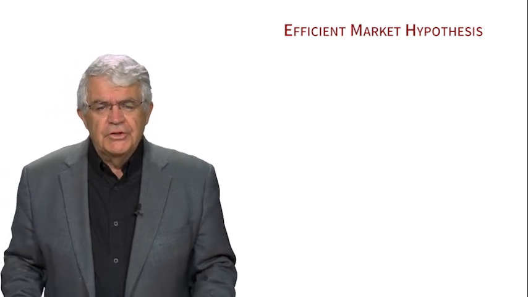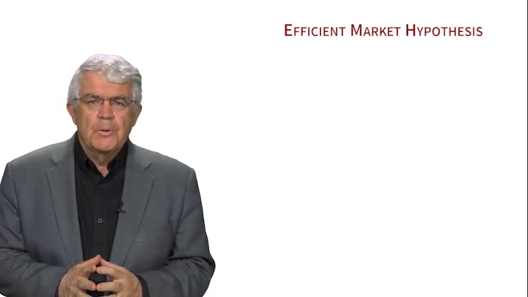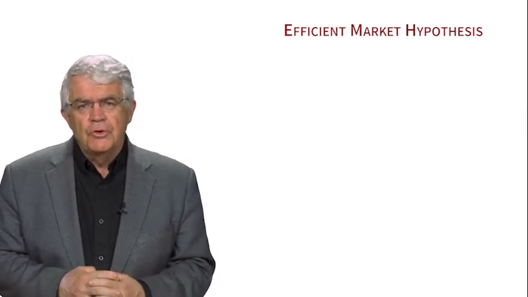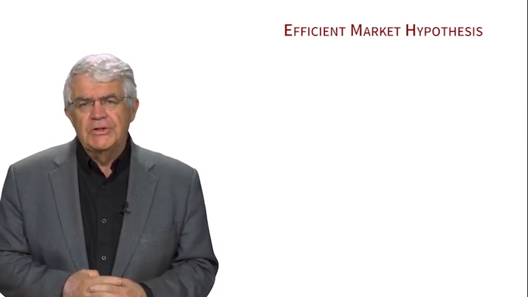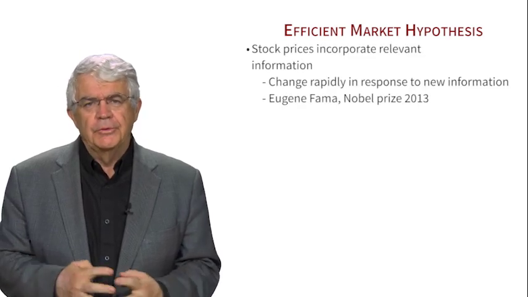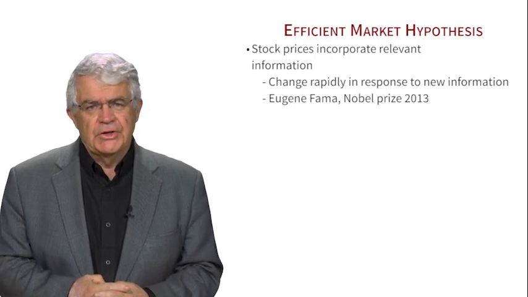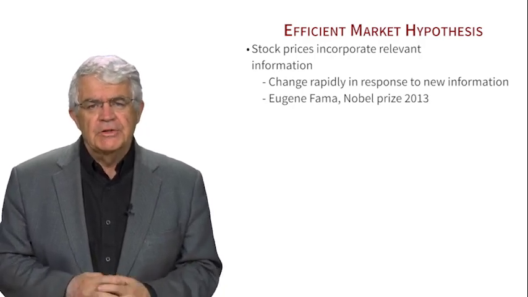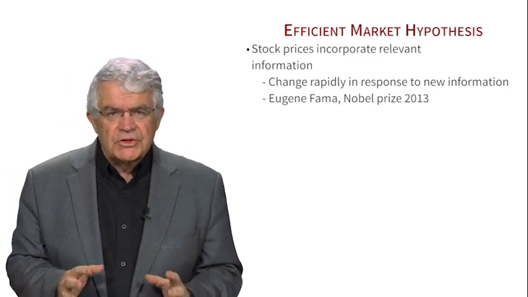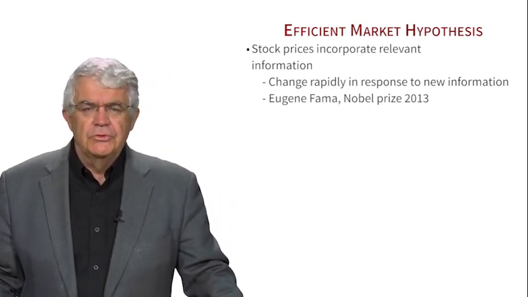There's something called the efficient market hypothesis, which argues that at any point in time, stock prices incorporate all relevant information about future profitability, about the likelihood of the firm having more success or less success. Whatever it happens to be, information that might affect that price. It occurs very fast, changing rapidly in response to this new information.